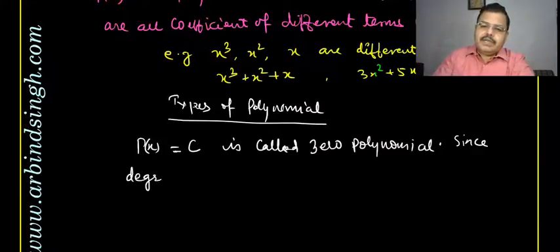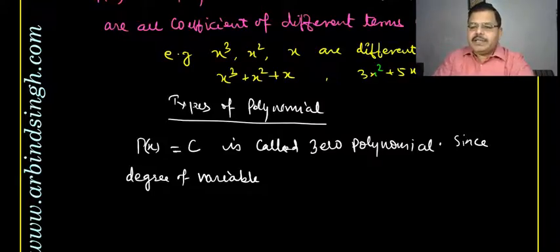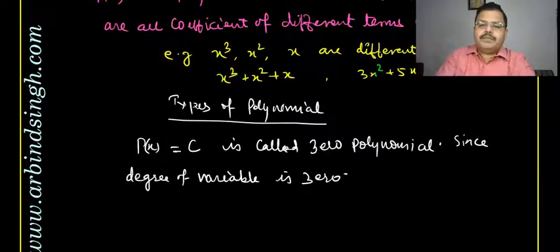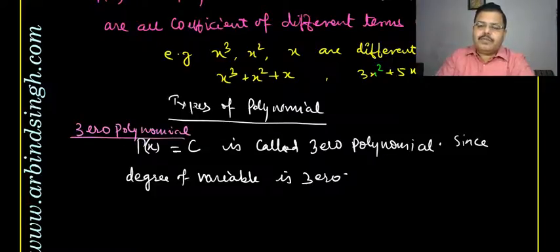Since the degree of the variable is zero. The variable is x, and what is the power of x? Zero. That is why this is called zero polynomial. So the first is zero polynomial. I have written here zero polynomial.